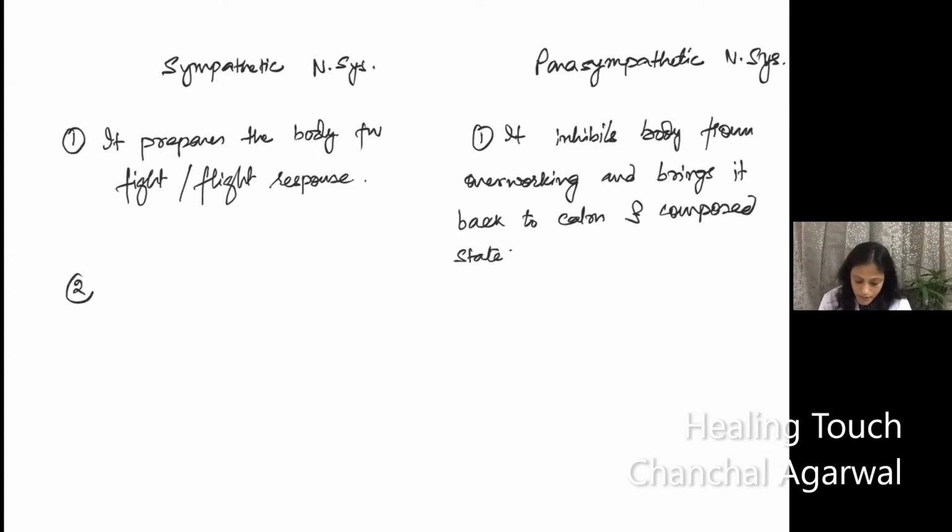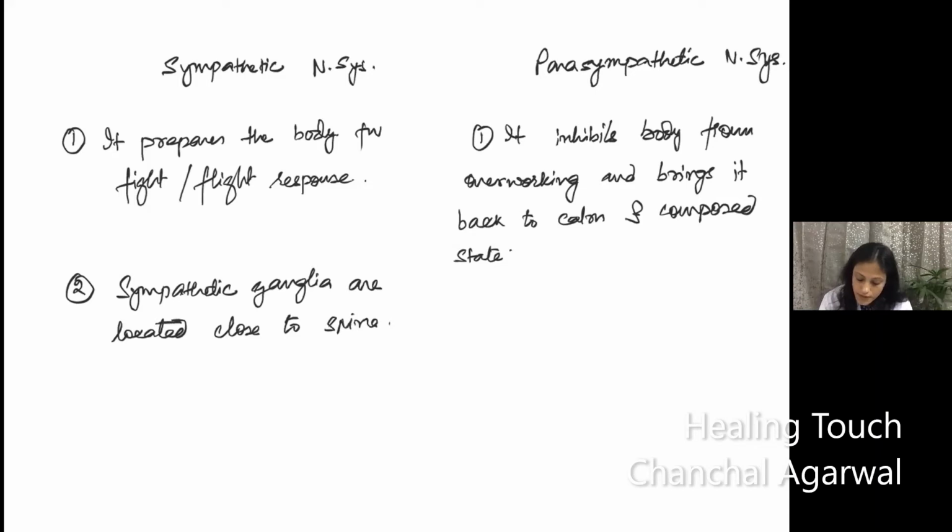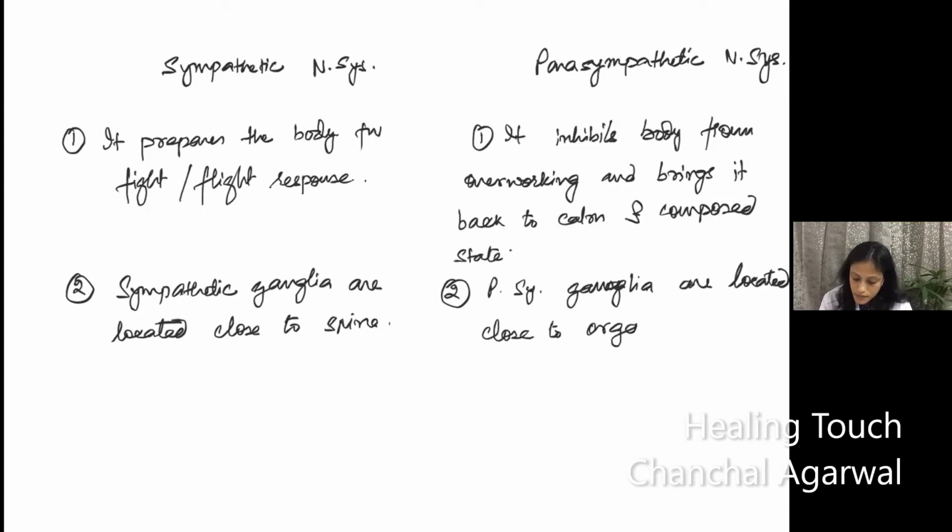Now, point number 2. I'll explain this point with the diagram. Just note it down. Sympathetic ganglia are located close to the spine, whereas parasympathetic ganglia are located close to the organ or within the organ.